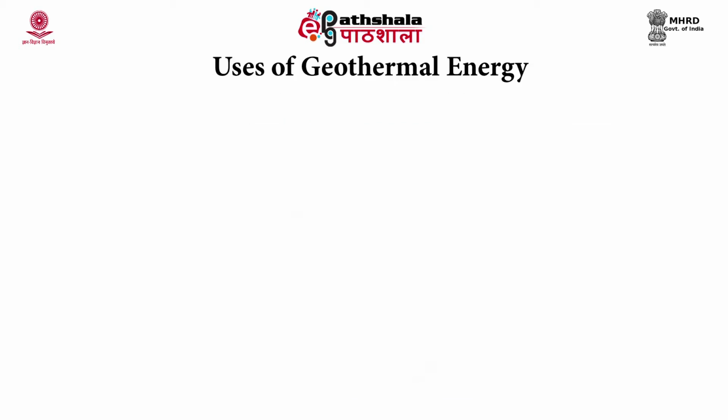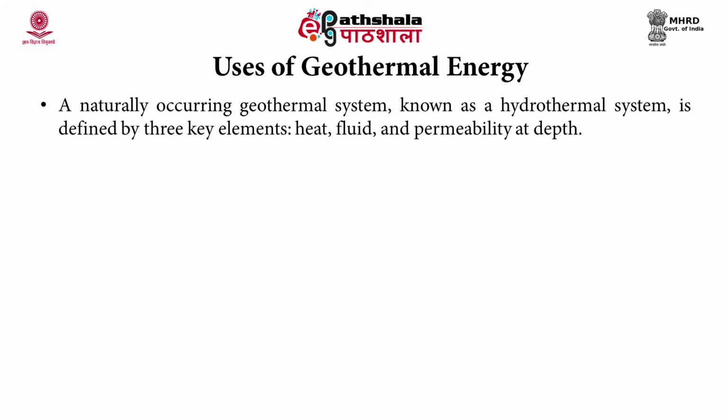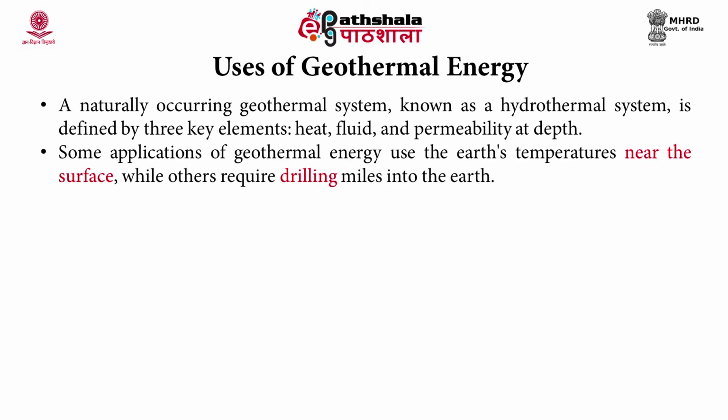Coming to the uses of geothermal energy. A naturally occurring geothermal system, which is known as a hydrothermal system, is defined by three key elements: heat, fluid and permeability at depth. Some applications of geothermal energy use the Earth's temperatures near the surface, while others require drilling miles into the Earth.